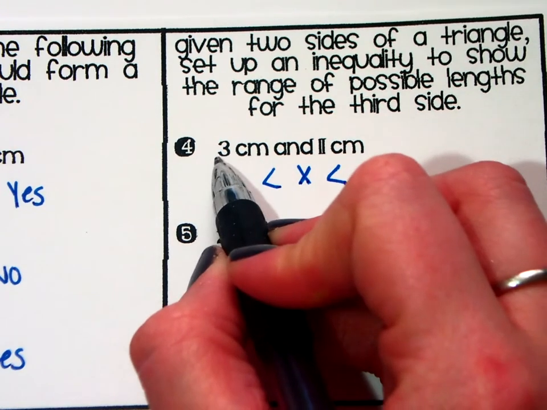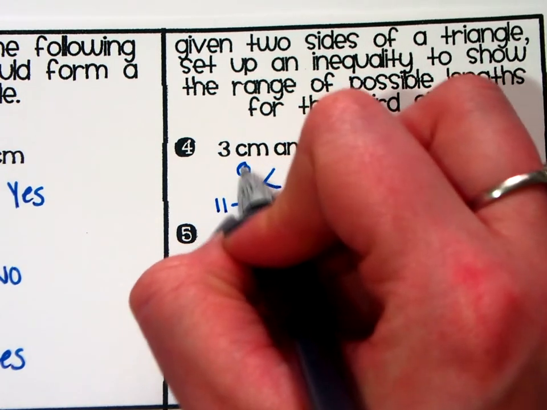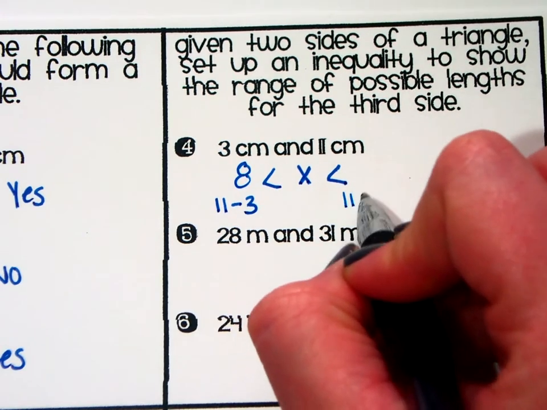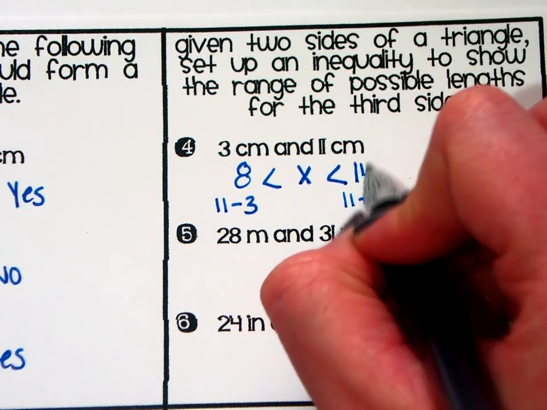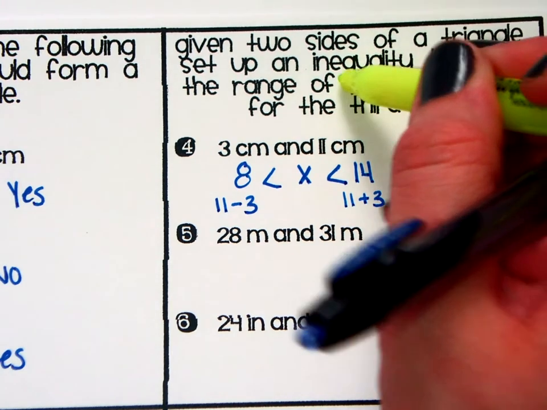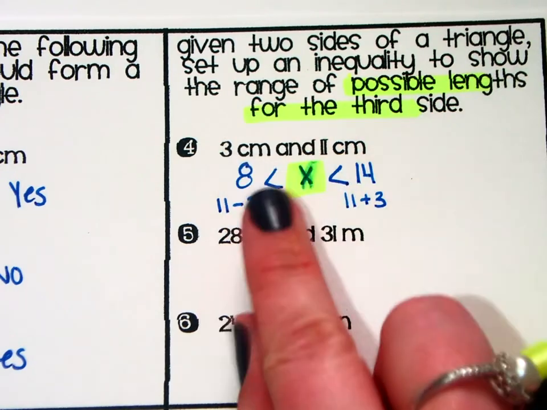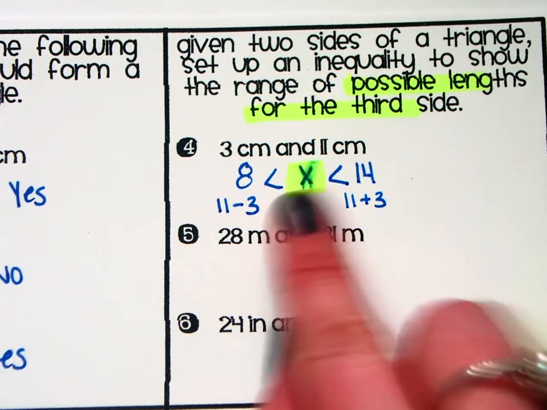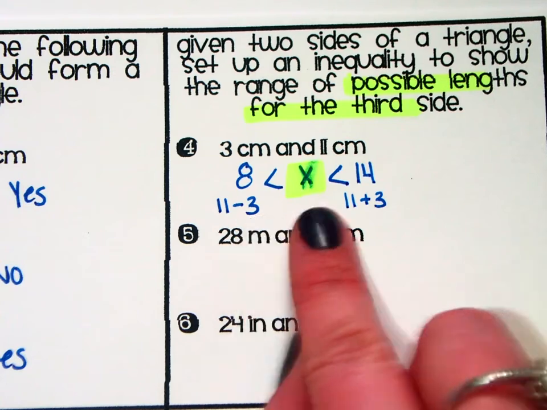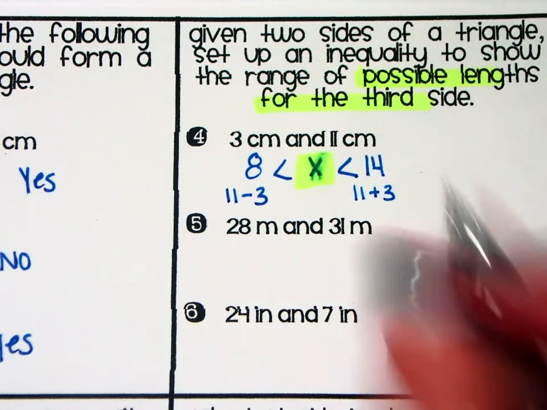What you're going to do is subtract the sides. 11 minus 3 is 8, and then you're going to add them. 11 plus 3 is 14. So the possible lengths for the third side have to be bigger than 8 but less than 14. So it could be any range of numbers in between. So let's try the next problem.